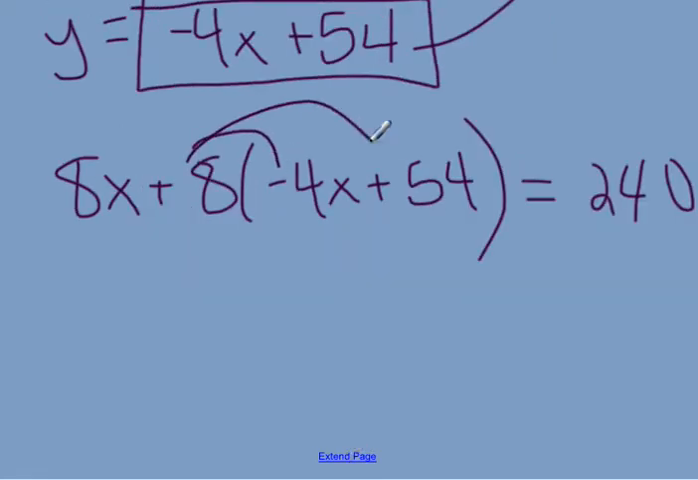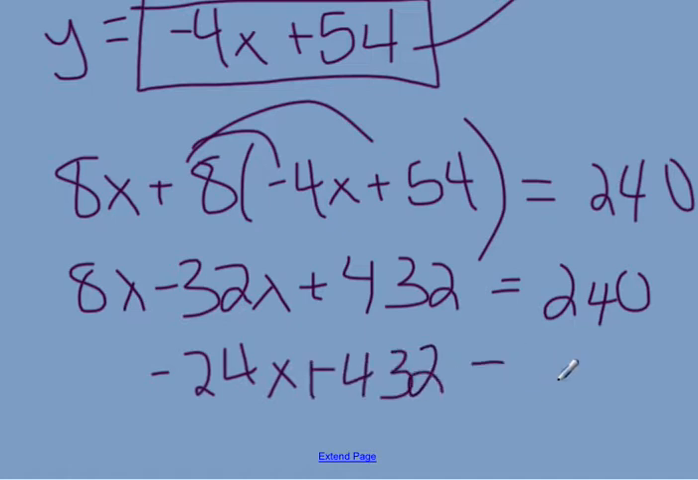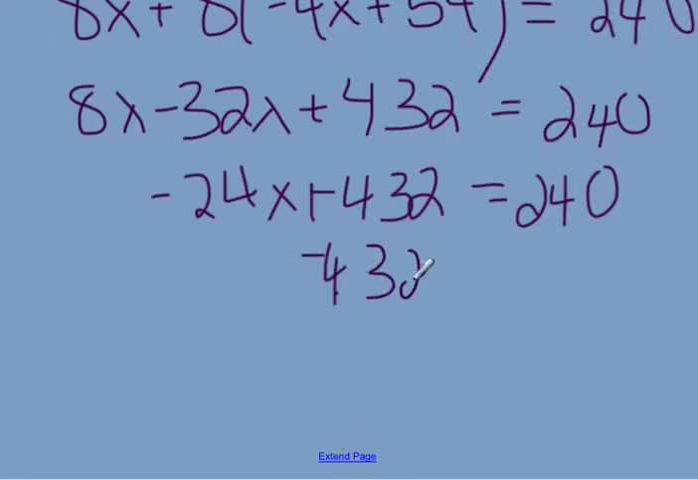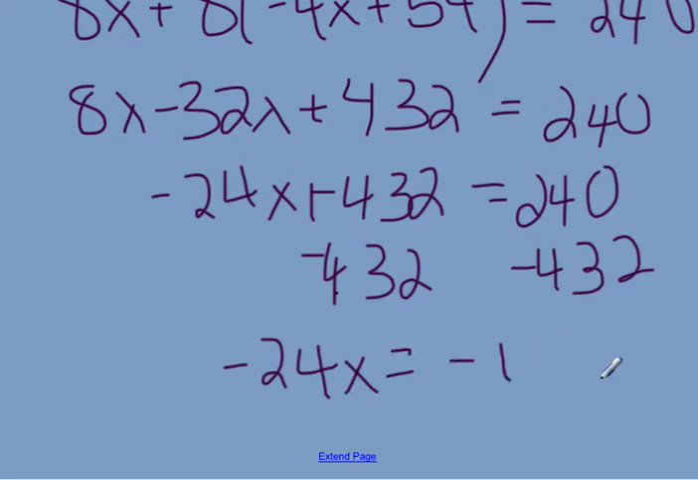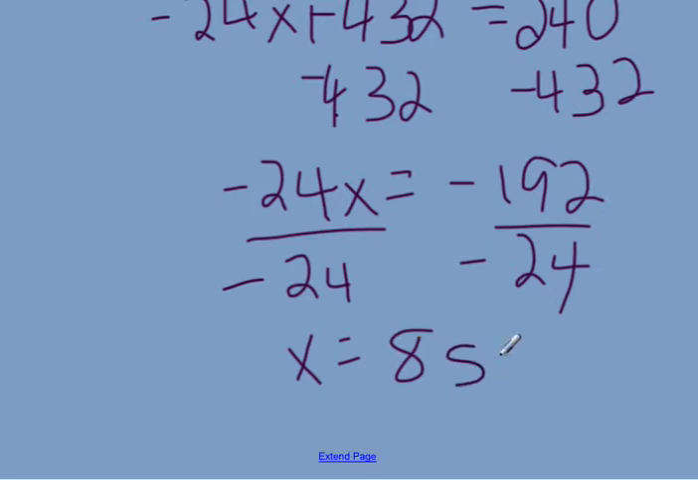So now I'm going to take that 8 and distribute it in. So I have 8x. 8 times negative 4 is negative 32x. And 8 times 54 is 432. And that's going to be equal to 240. So 8x minus 32x is negative 24x plus 432 is equal to 240. So now I need to subtract 432 from both sides. Okay, then I get negative 24x is equal to negative 192. So then I'm going to divide both sides by negative 24. And when I do that, I get that x is equal to 8. So that's the number of students that are in a van.